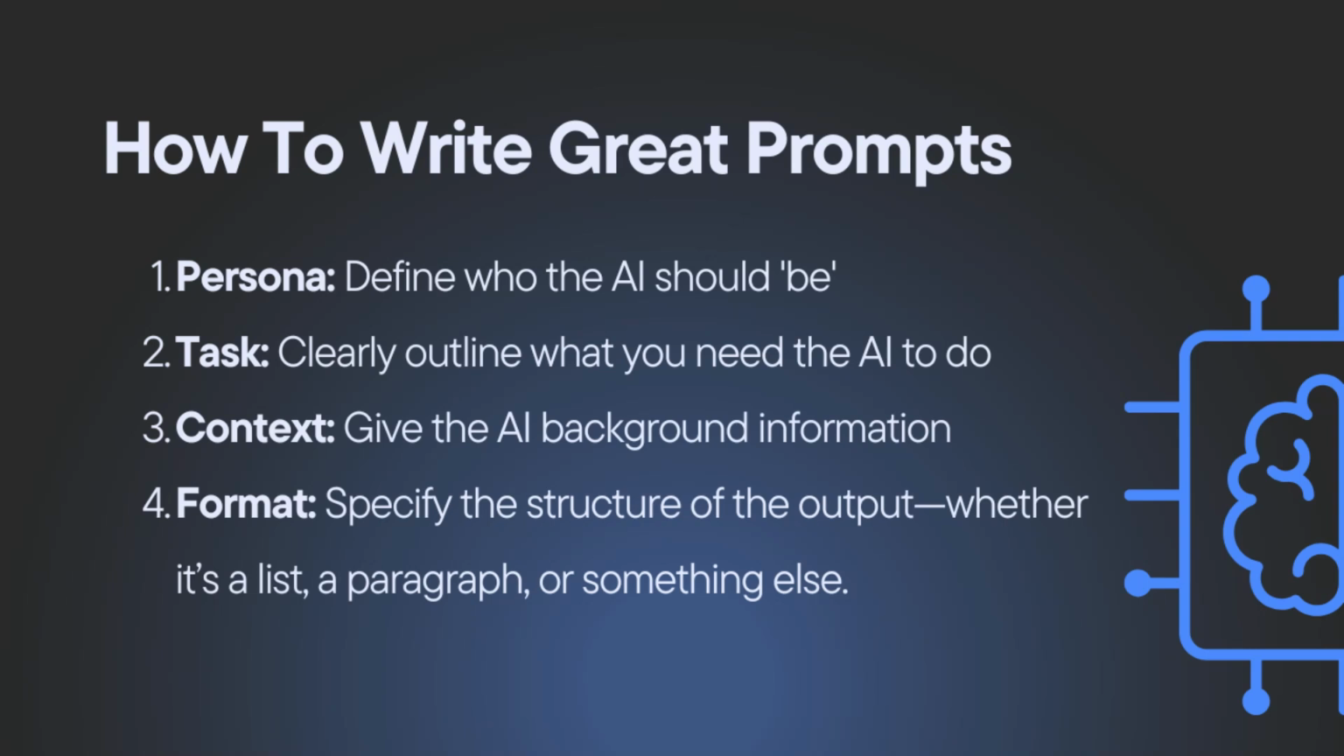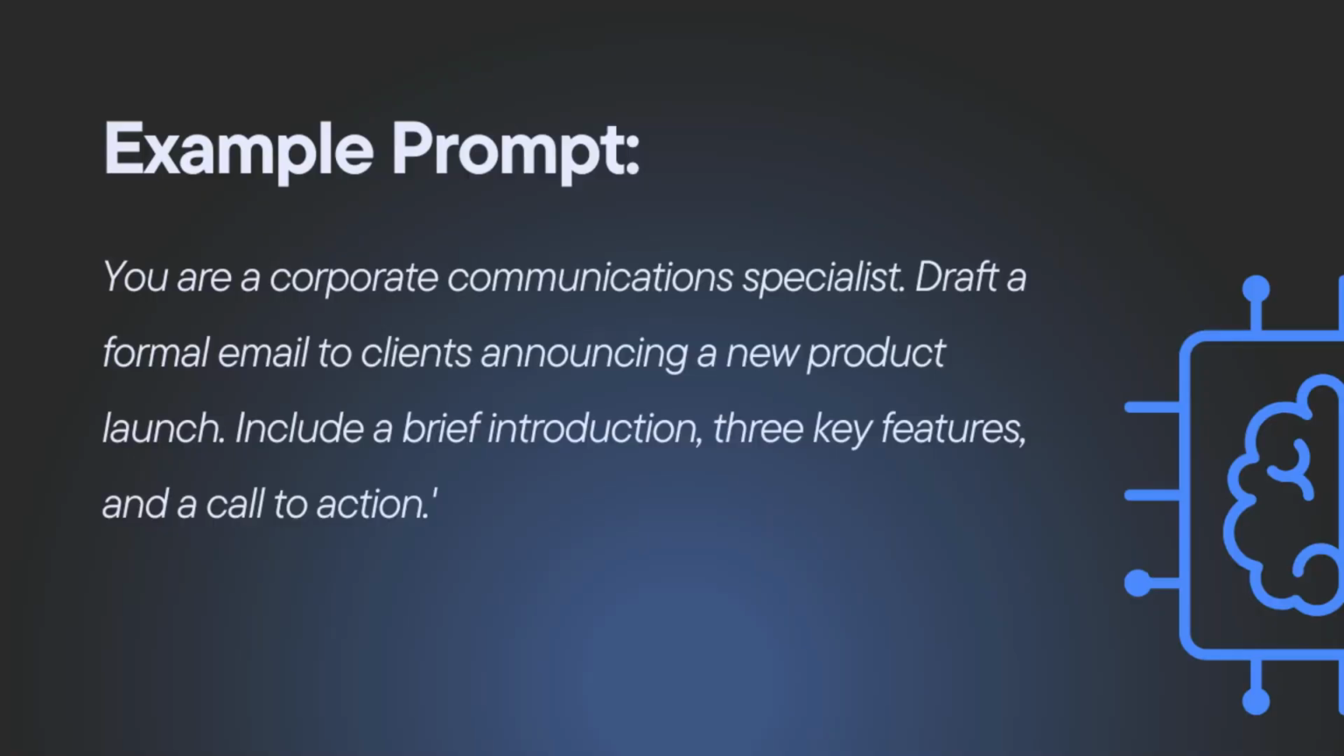So here's an example. Imagine you want to have generative AI help you write a draft email. This could be your prompt. You are a corporate communications specialist. Draft a formal email to clients announcing a new product launch. Include a brief introduction, 3 key features, and a call to action. So as you can see, this prompt has all 4 elements to make sure that the AI delivers what we want. It's got a persona, task, context, and format.